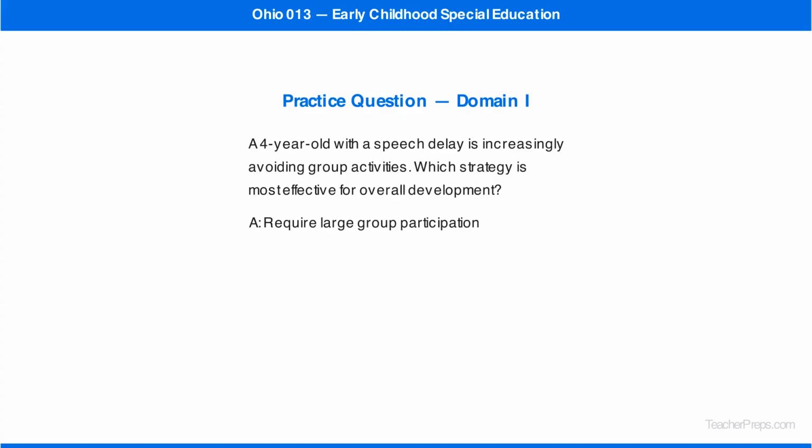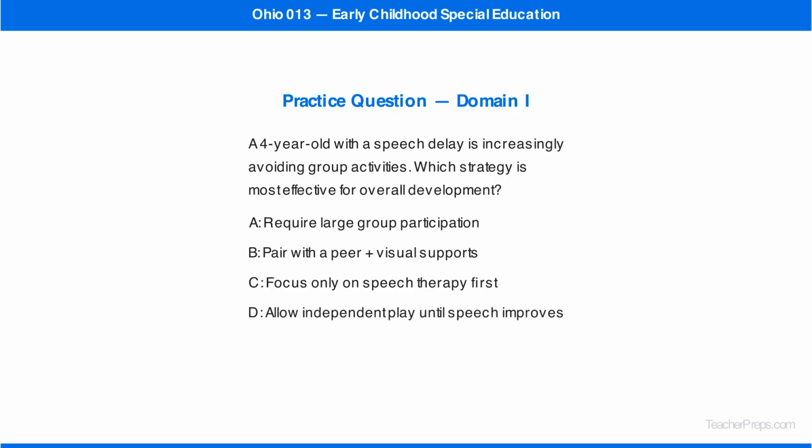A. Require the child to participate in large group activities to build social skills. B. Pair the child with a supportive peer during small group activities while providing visual communication supports. C. Focus instruction on speech therapy goals and address social development later. D. Allow the child to play independently until speech skills improve naturally.